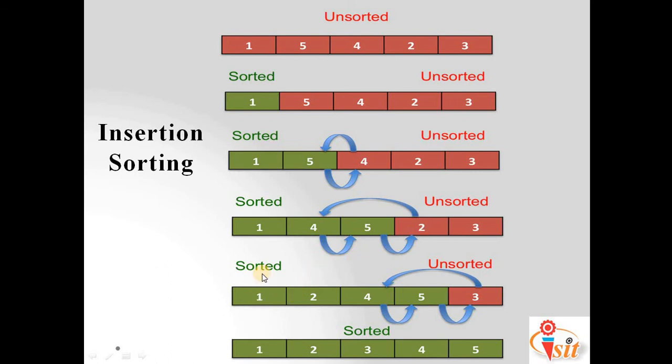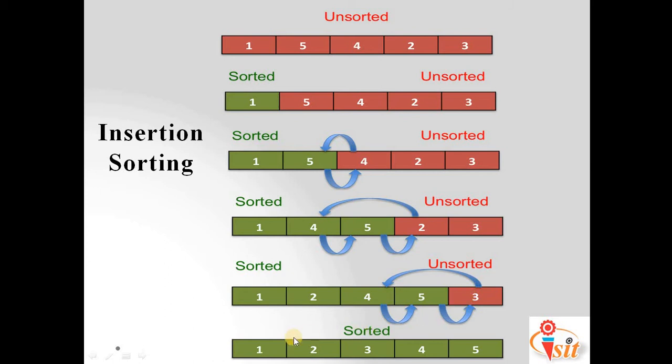Now the sorted elements are 1, 2, 4, 5 and 3 is remaining in the unsorted part. So again the 3 is going to be considered. So 3 is going to be less than 5. 3 is going to be less than 4. So in that case 3 is going to be replaced at the position of 4. 4 is going to be replaced at the position of 5 and 5 is going to be replaced at the position of the last element.